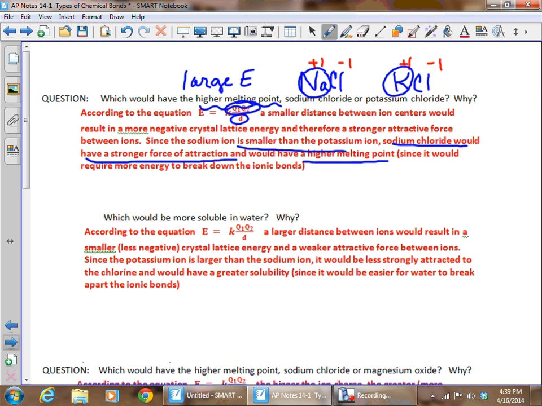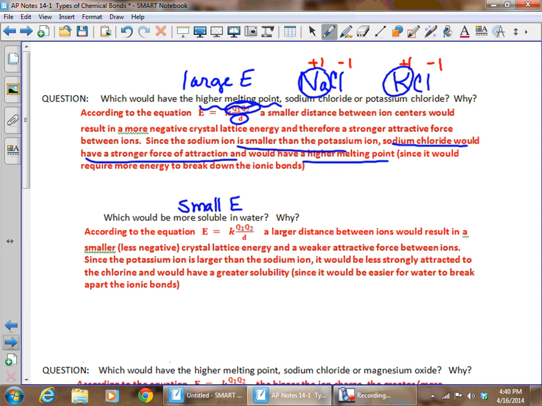So what about being soluble in water? Which one would be more soluble in water? Once again, you have to think about whether we're talking about a large crystal lattice energy or a low crystal lattice energy, because are we wanting something that's attracted very strongly or weakly? If we want it to be soluble in water, then we're going to want a weak attractive force. So we're going to want a small lattice energy. So more soluble means we want it to be able to break down easily.